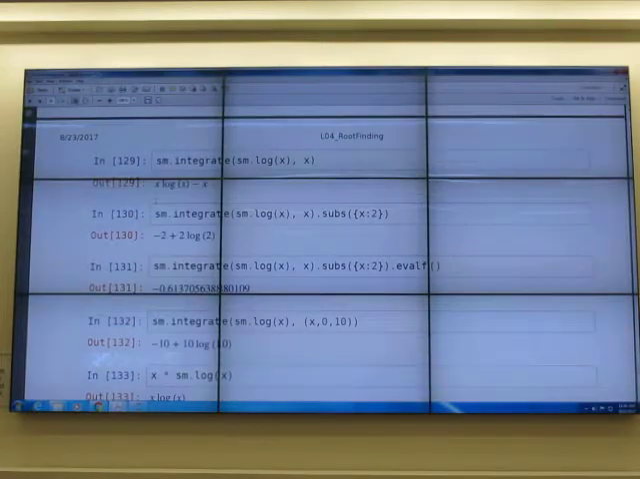The integration result is x log x minus x. If you put 0 in, that is 0. What about 0 multiplied by minus infinity? Equal to what? 0. Really?